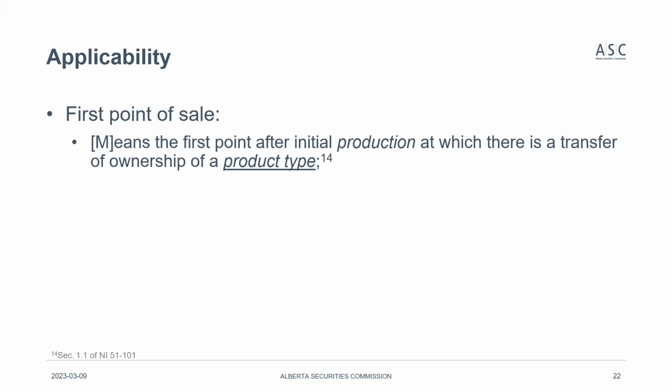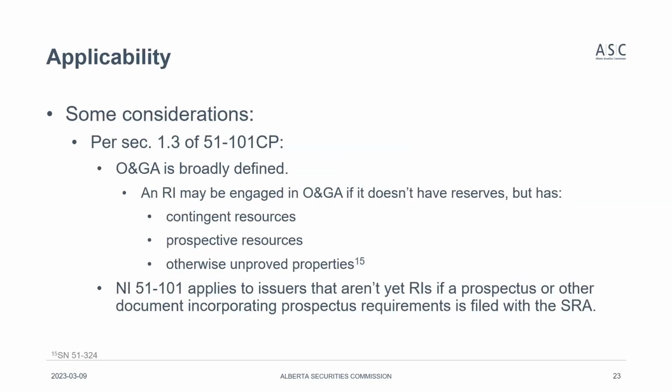You can see the definition of that and learn a little bit more about that in the instrument itself. But you can nominate an alternate point of sale, which can affect what your first point of sale is. But in general, the most relevant, important one for you to really understand here is the first point of sale.